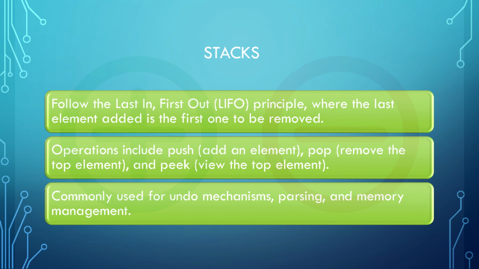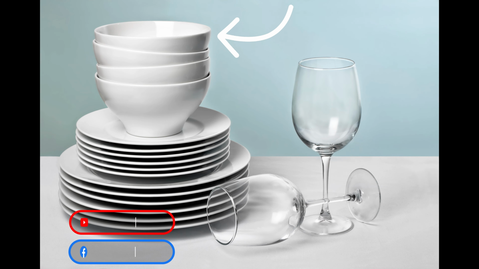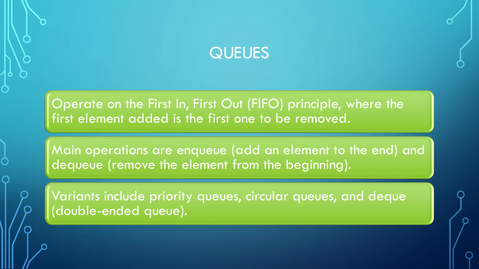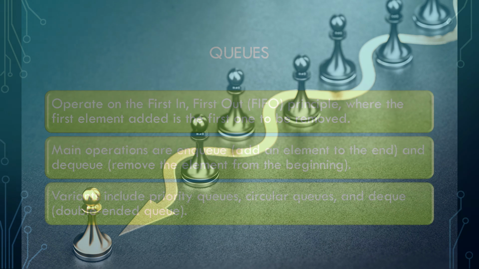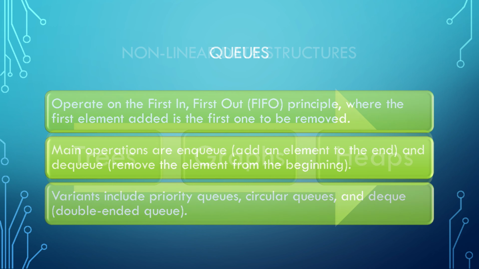Then there's the stack, operating on a last-in, first-out basis. It's like a stack of plates. You always deal with the topmost item, making it perfect for undo functions and syntax parsing. And let's not forget queues, where the first in line is always the first to be served. From printing documents to managing tasks, queues keep things orderly and fair.